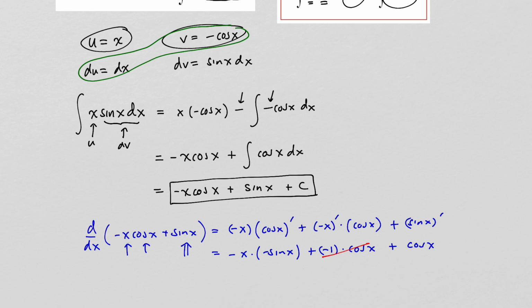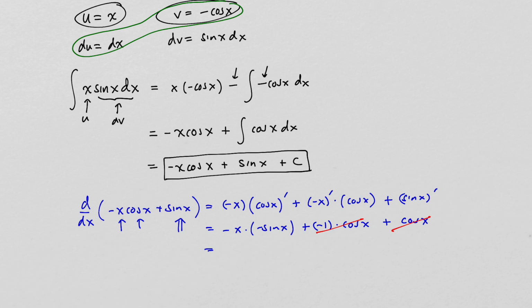Negative 1 times cosine and positive cosine cancel out. And we end up getting negative x times negative sine of x, which is x sine of x. And I'll just point out that that was the original function that we started with up here. So again, the method of integration by parts is for taking antiderivatives of products of functions.